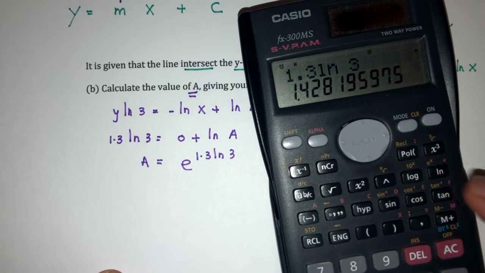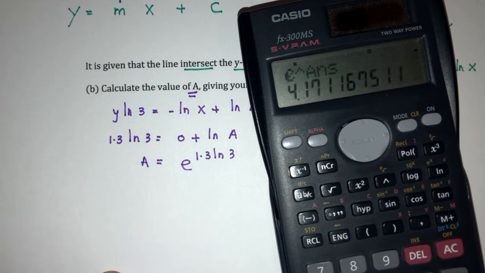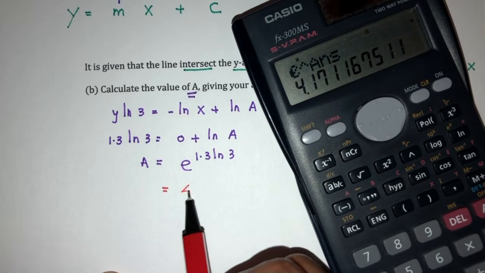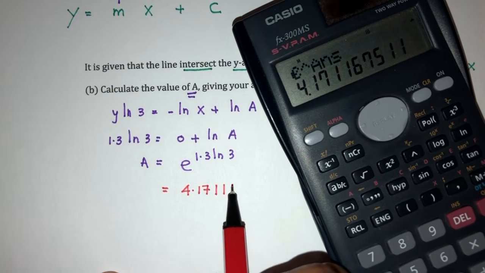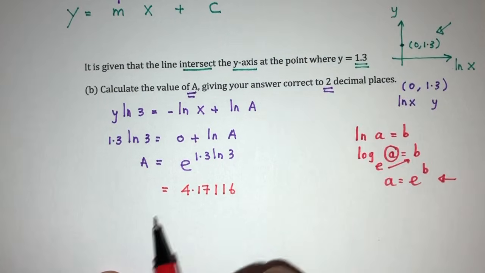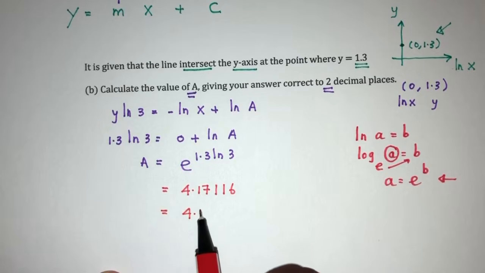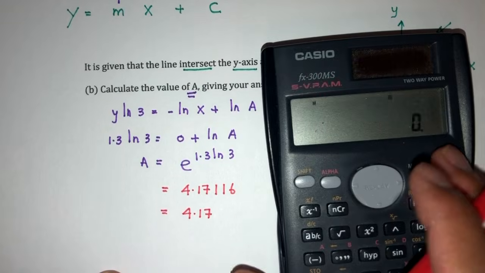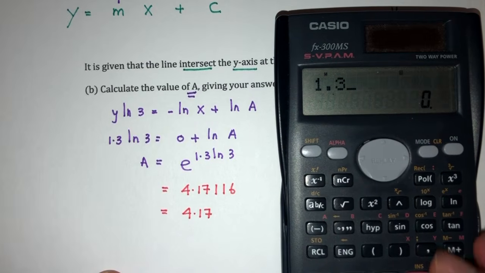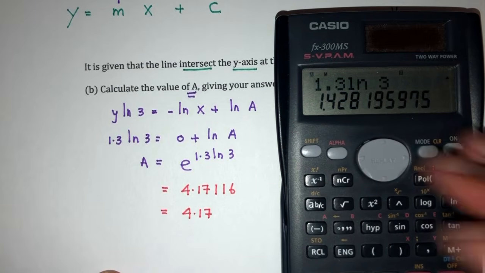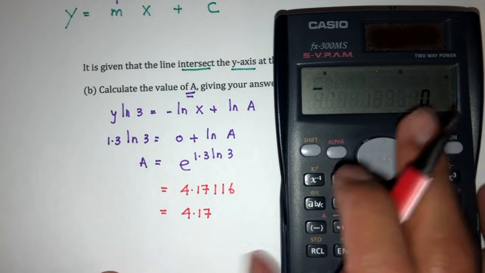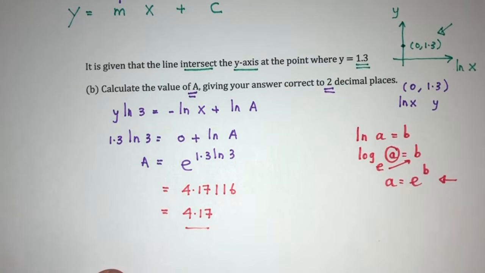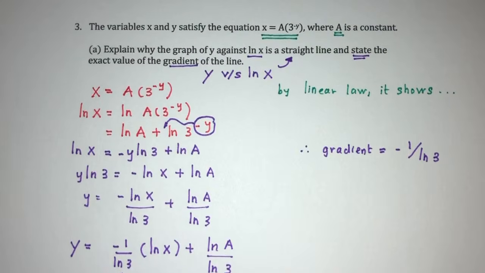So exponential that value, that will be 4.17116. Now correct to 2 decimal places, you will write 4.17. Let's try again. Hopefully I don't have the wrong value. 1.7 ln of 3 exponential, the answer should be 4.17, correct to 2 decimal places. And that will be your question number 3.